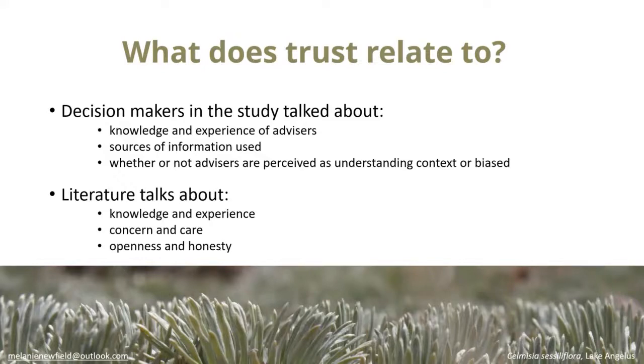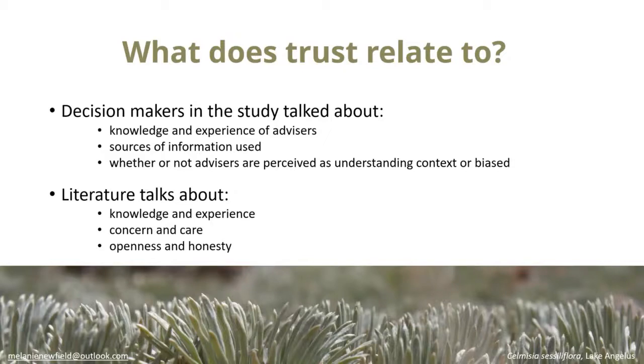And that somewhat linked with the literature. So the literature certainly identifies knowledge and experience in relation to trust as being important. People trust someone who's got a lot of knowledge and experience in something, sort of fair enough. But there's also concern and care, and that relates to that factor I said about mistrust, understanding the context or bias. Does that advisor care about the same things as the decision maker? That really matters to them.